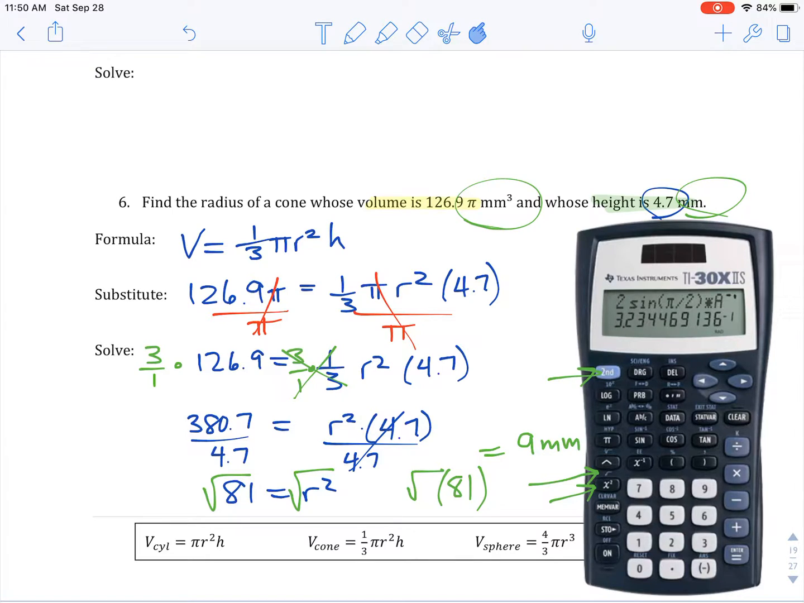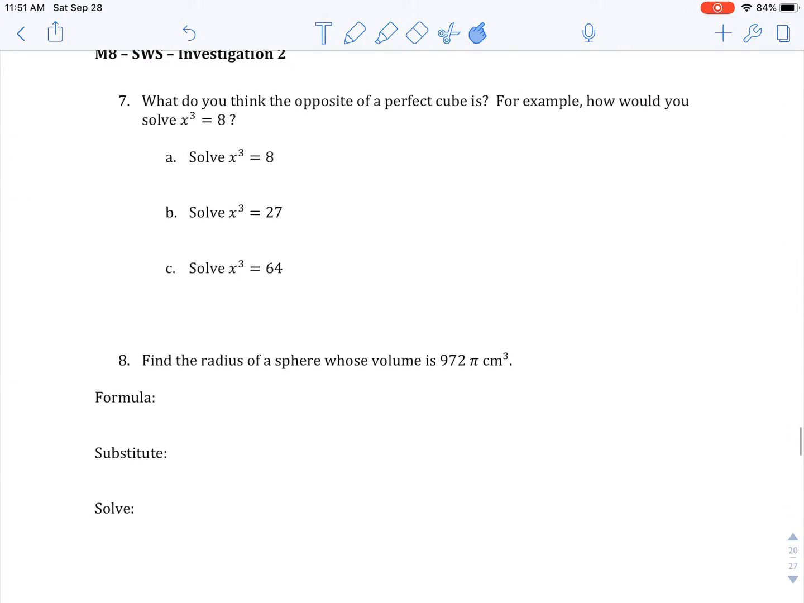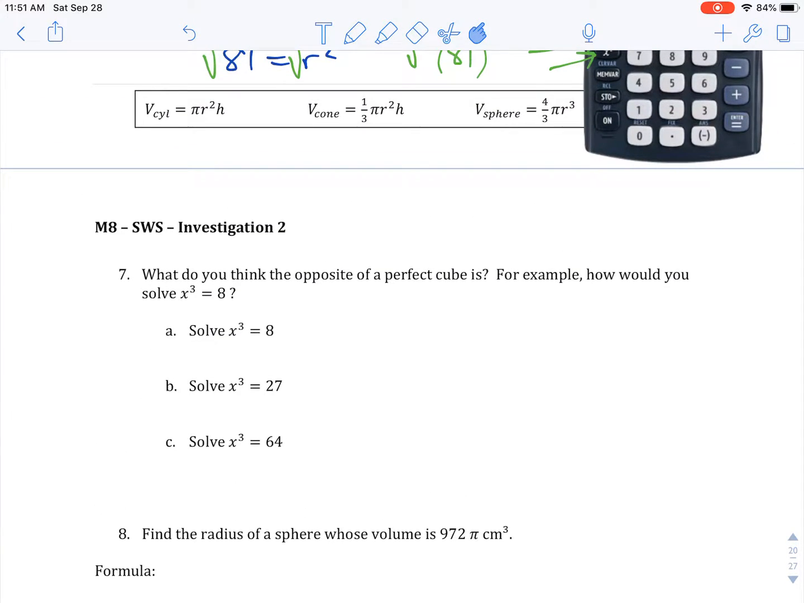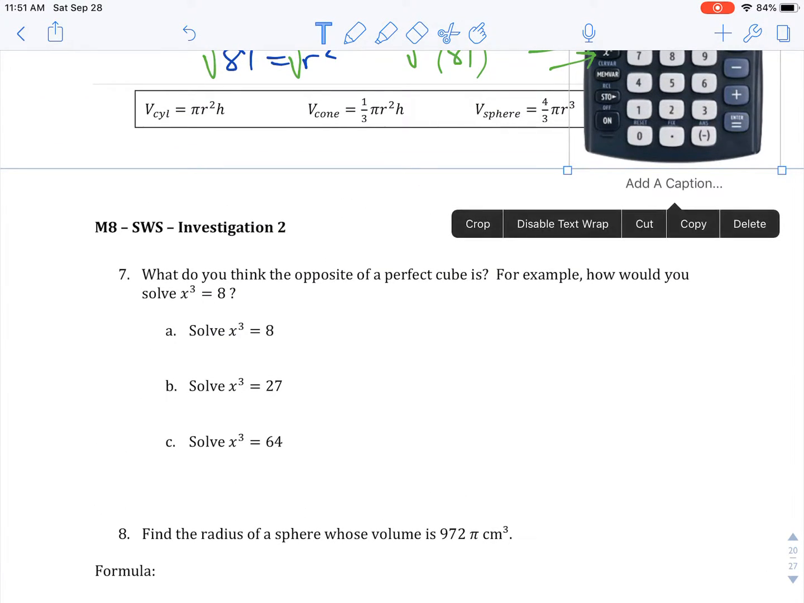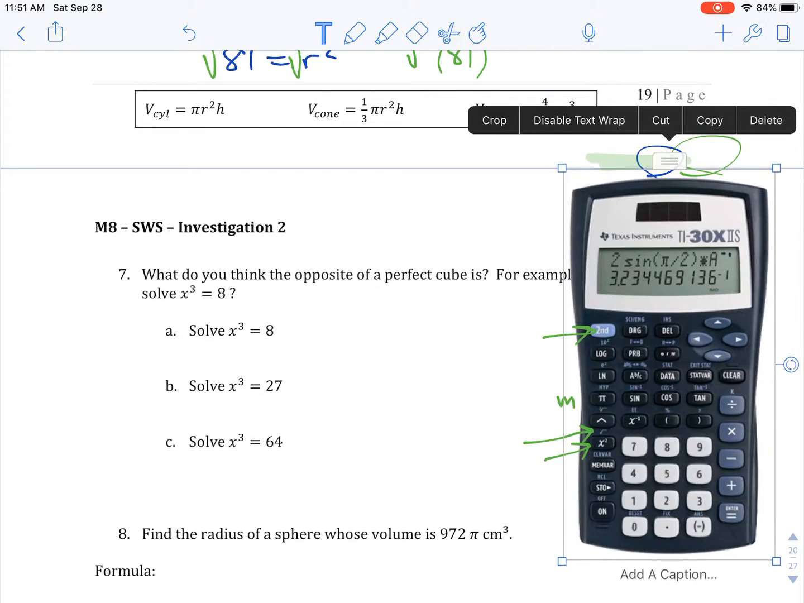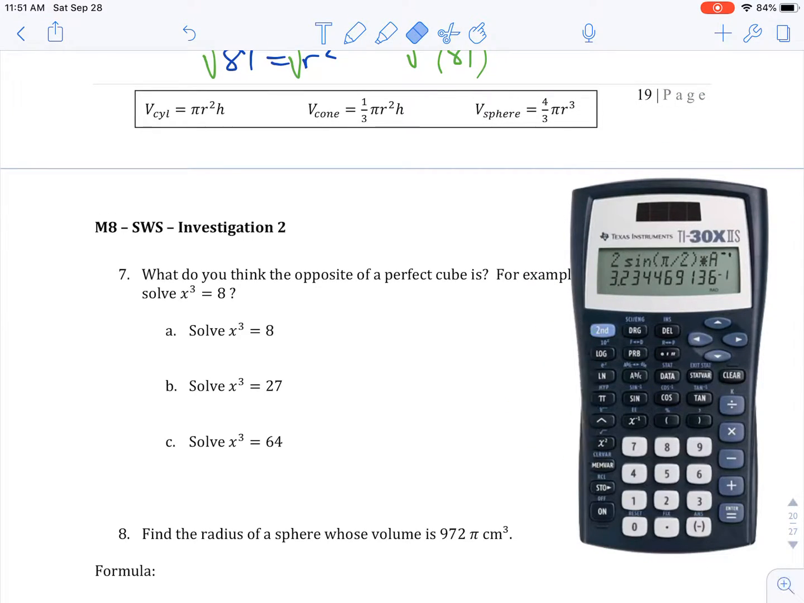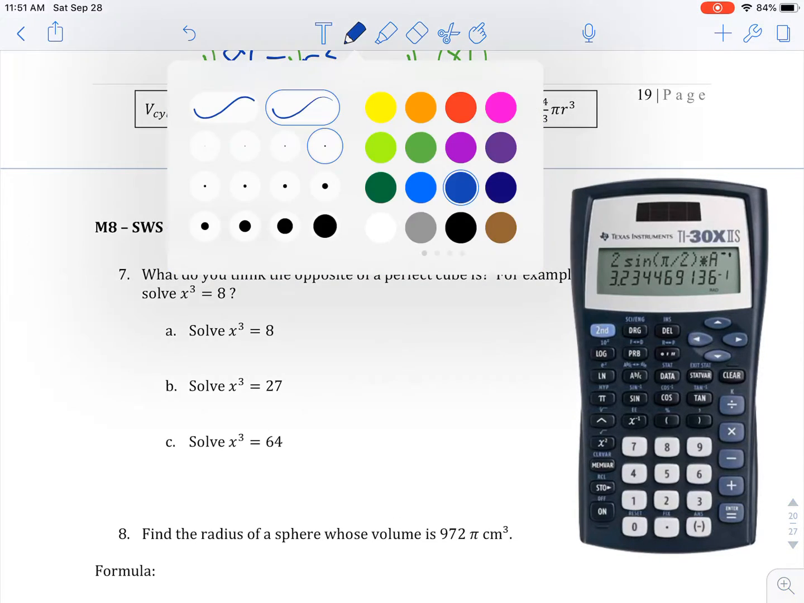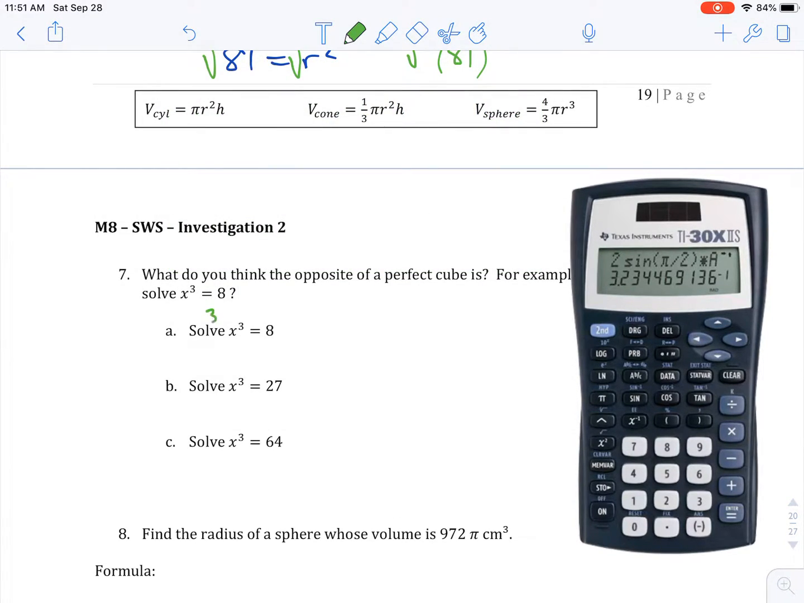The next part of this is very similar when we go to a sphere. It's just a little bit different, because in order to get rid of a cube, we're going to use the cubed root. So let's bring down that calculator and talk about that. So here's our calculator again. But now we want to undo, so if we've got x cubed equals 8, you want to use not the square root, but the cubed root of both sides. To get rid of that x cubed, we use the cubed root of both sides like this.